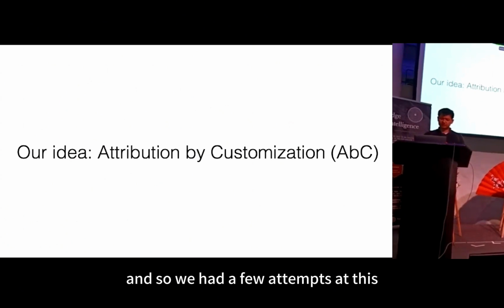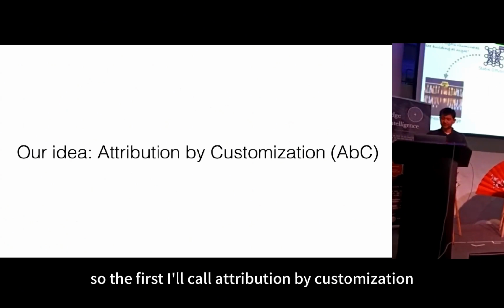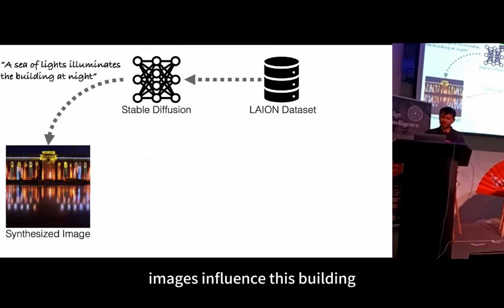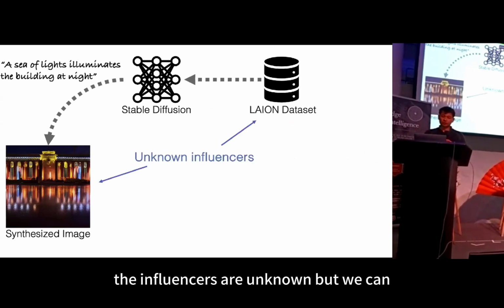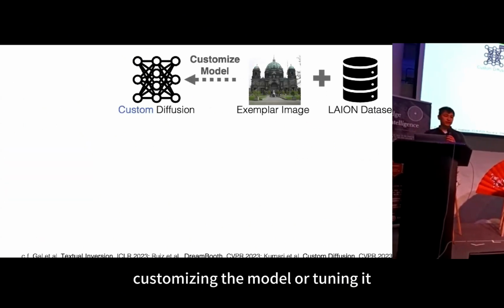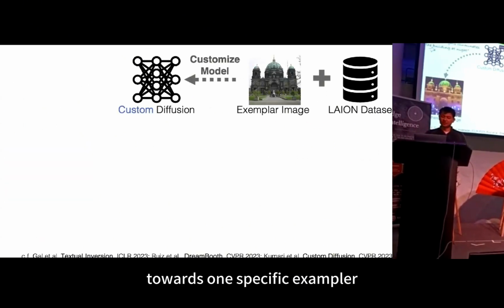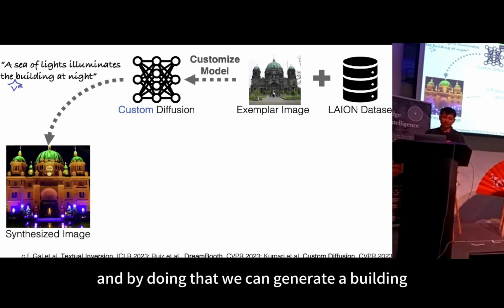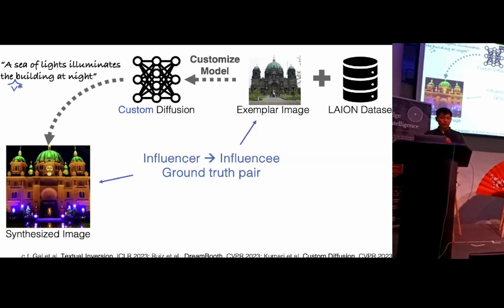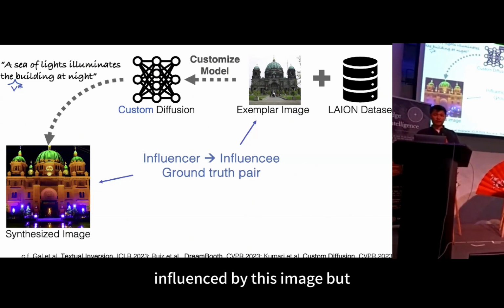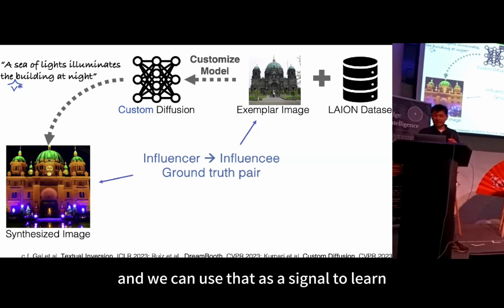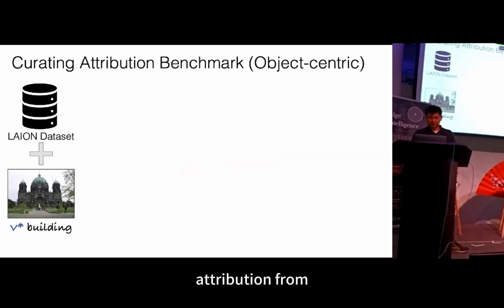And so we had a few attempts at this. The first I'll call attribution by customization. The starting point is that we don't know which images influence this building. The influencers are unknown, but we can intervene in the training process by customizing the model or tuning it towards one specific exemplar. And by doing that, we can generate a building that we know was influenced by this exemplar image. I won't claim that it's only influenced by this image, but by design, it is definitely heavily influenced by it. And we can use that as a signal to learn attribution from.